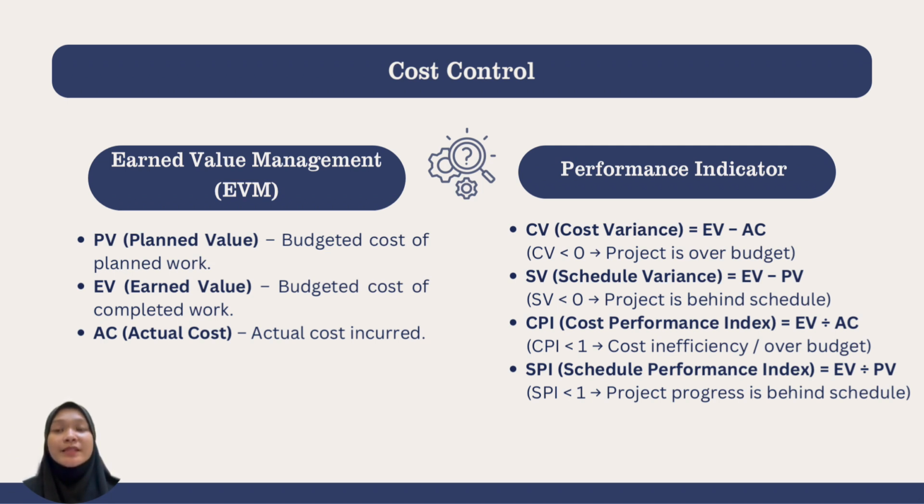Similarly, schedule performance index or SPI is calculated by dividing EV by PV. If SPI is less than 1, it means the project is progressing slower than planned. To continuously monitor project performance, we use tools such as Microsoft Project, Jira, Primavera. These tools help us track project costs, resource usage, and milestones.